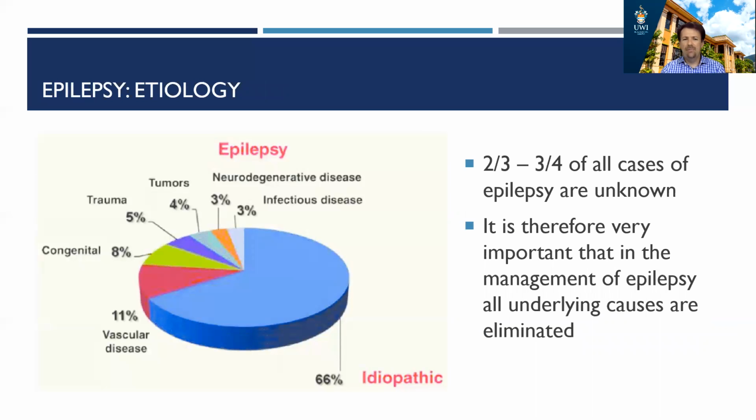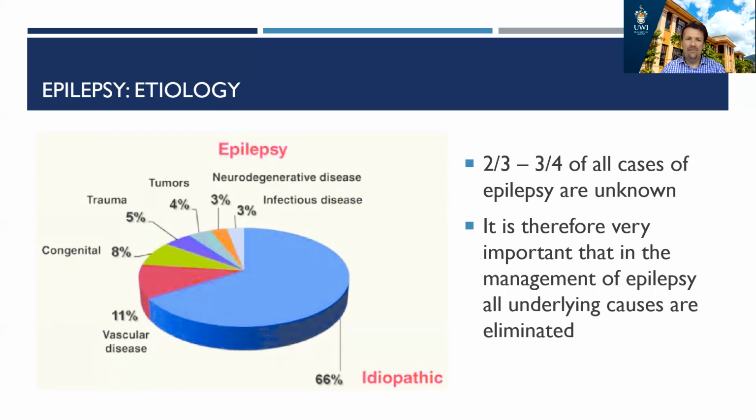What are the causes of epilepsy? Well, there are many causes of epilepsy, but it's important to appreciate that about 2/3 to 3/4 of all cases are unknown. That means we cannot identify a cause or trigger. What is the underlying mechanism that's giving rise to this spontaneous, synchronous discharge? Now, it's very, very important to appreciate that, because if we can't identify the underlying cause, that means we aren't able to cure the condition. We can only manage it through drugs.